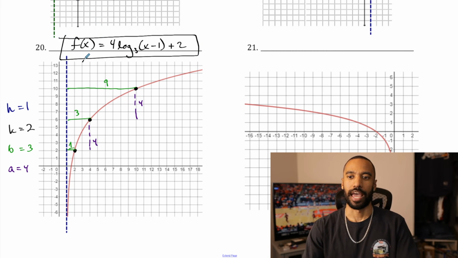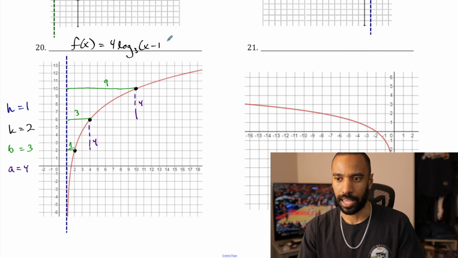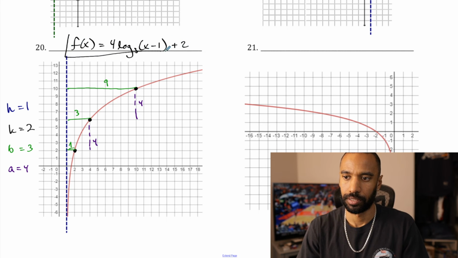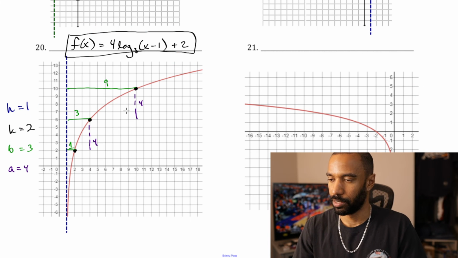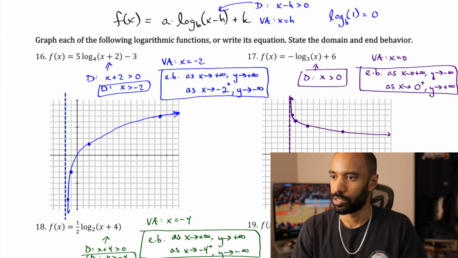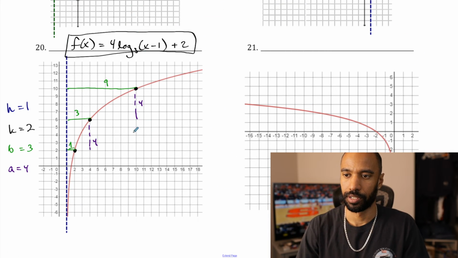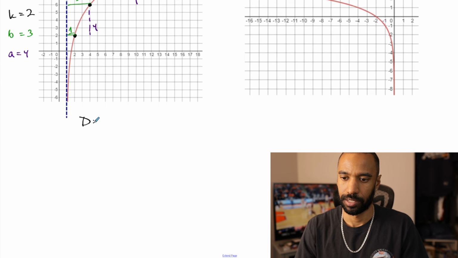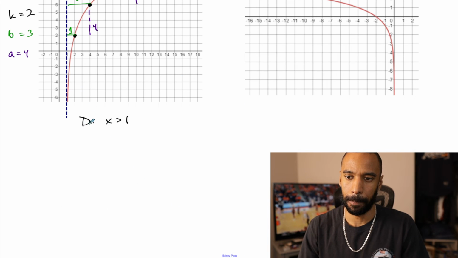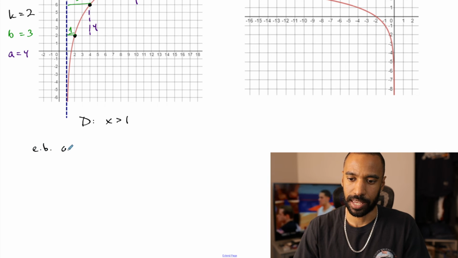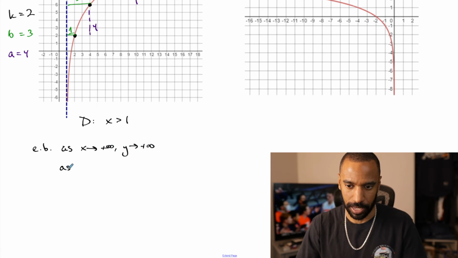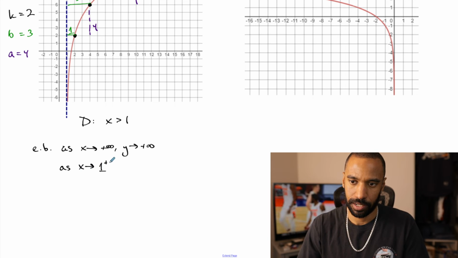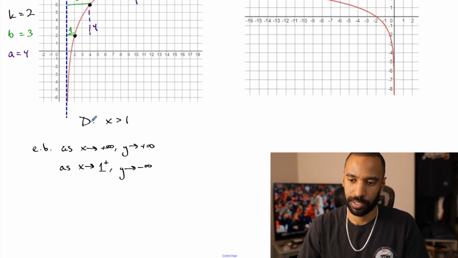Cool, huh? Now, I'm not going to require domain and end behavior, but I could. All right. Last one. Actually, am I? What are the instructions? State domain and end behavior. Yeah, I guess we should. So domain was x is greater than 1. And end behavior says as x approaches positive infinity, so does y. My infinities are getting pretty bad looking. And then as x approaches 1 to the right, y approaches negative infinity.